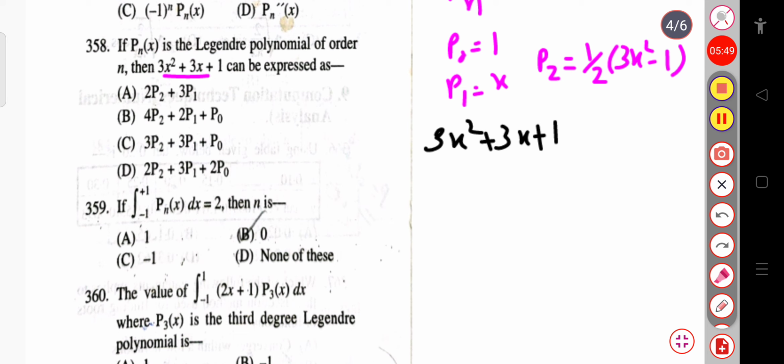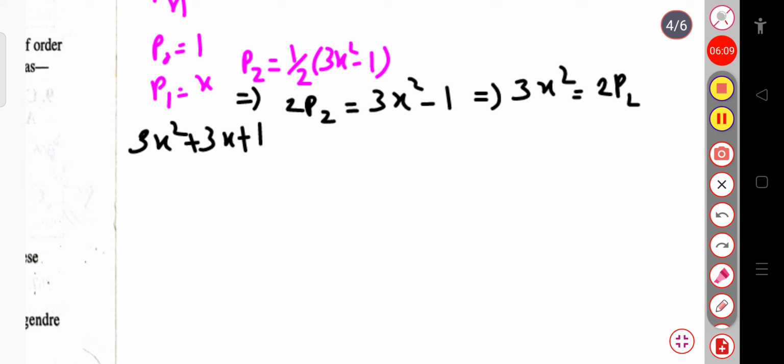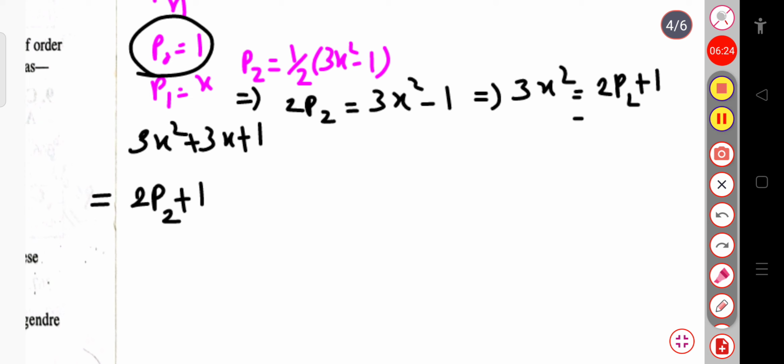Now from this expression I can write, from this one P2, 2P2 equal to 3x square minus 1. That implies we can write 3x square will be equal to 2P2, with this minus 1 taken to the left hand side, so this will be plus 1. So in place of 3x square I can write 2P2 plus 1. Plus 1 means here you can see the value of P naught is 1, so in place of 1 simply I can write 2P2 plus P naught.